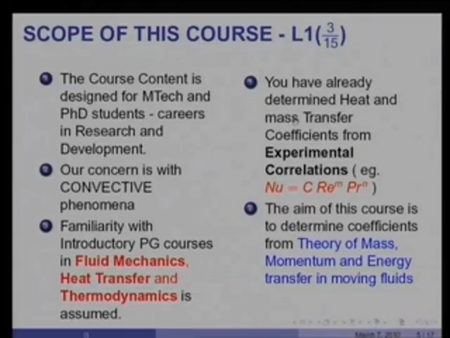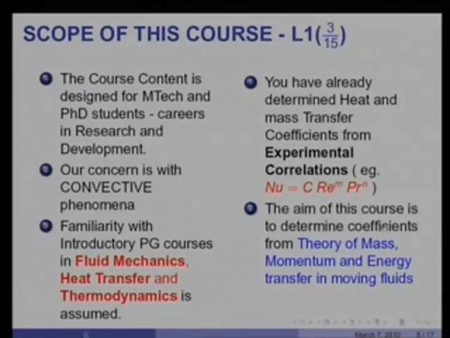For example, you have already determined heat and mass transfer coefficients from experimental correlations such as Nusselt number is equal to constant multiplied by Reynolds number to the power of m multiplied by Prandtl number to the power of n, and C, m, n are specific to a particular situation in which you are considering the heat transfer.